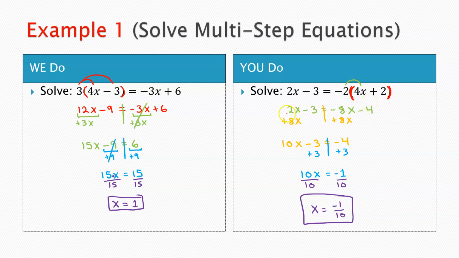At this point, I saw that I had like terms, 2x and a negative 8x. I decided to get rid of that minus 8x by doing plus 8x. So those canceled, and the 2x and the 8x gave me 10.